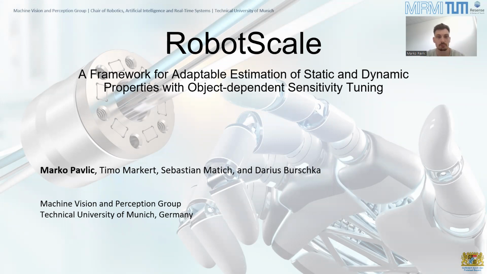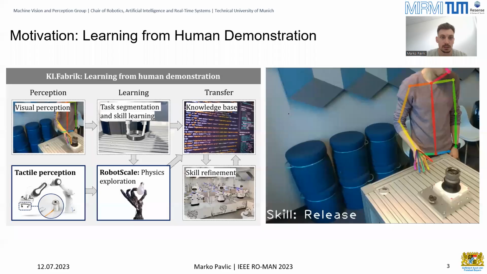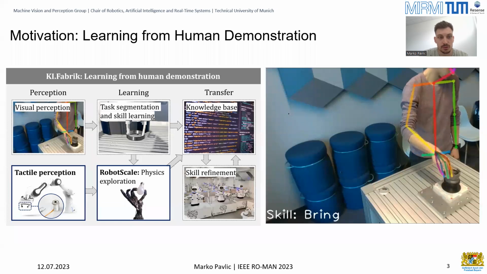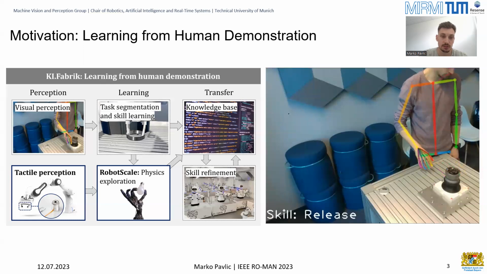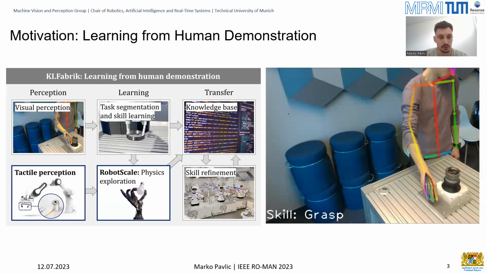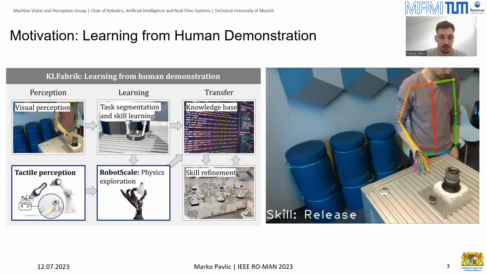I'm going to introduce my paper, RobotScale, a framework for adaptable estimation of static and dynamic properties with object-dependent sensitivity tuning. For our approach of learning from human demonstration, we use passive visual perception to track human motion and object poses and use this to segment tasks and to learn skills to be able to execute them on the robot. What we miss with the passive visual perception is information about the physics in the environment. That's why we use the robot and its tactile sensors to estimate the missing physics.